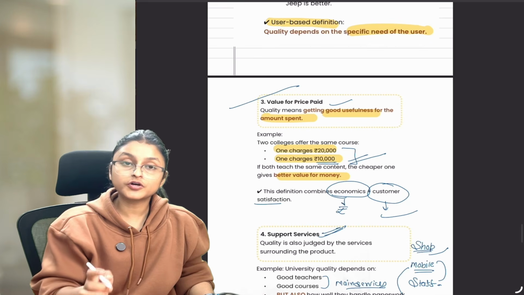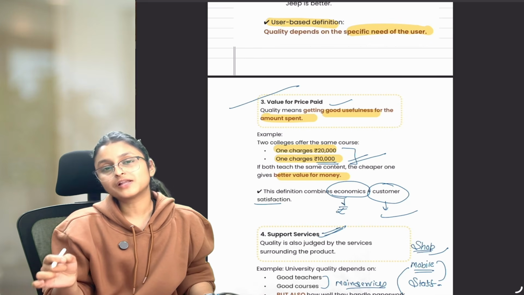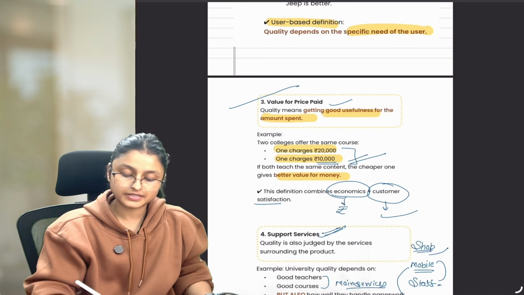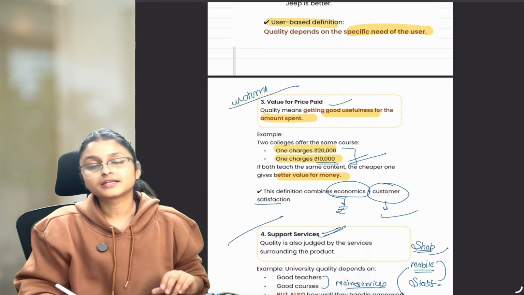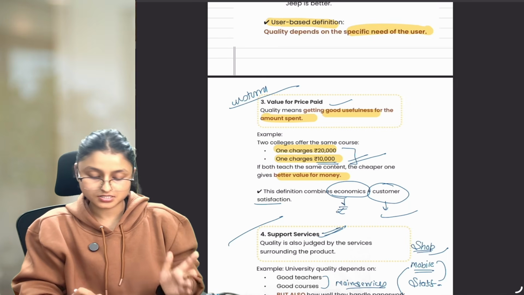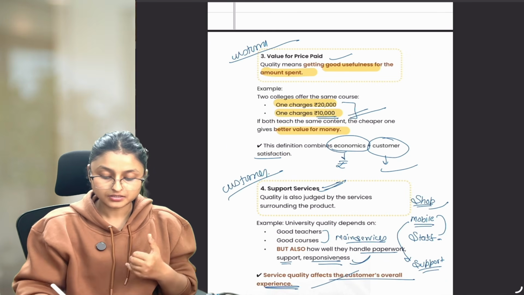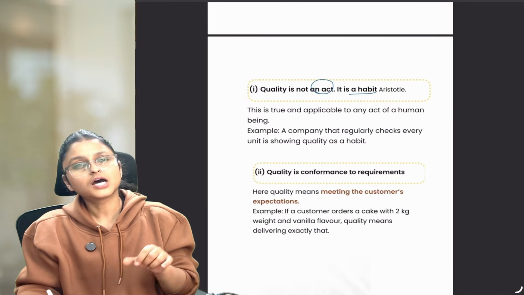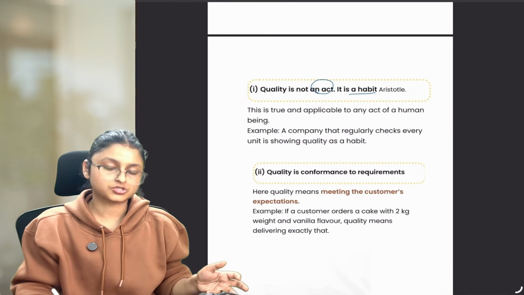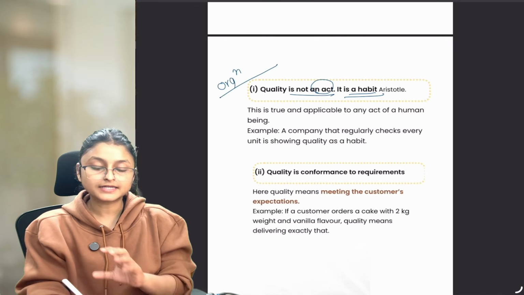Next, value for price paid. This is also judged by the customer, that is, how much value they are getting on the basis of the price they are paying, right? And support services, whether they are getting a good experience or after-sales support, this is also judged by the customer. But now all the definitions which we are going to see are focusing mainly on the organization's perspective. So quality is not an act, it is a habit.